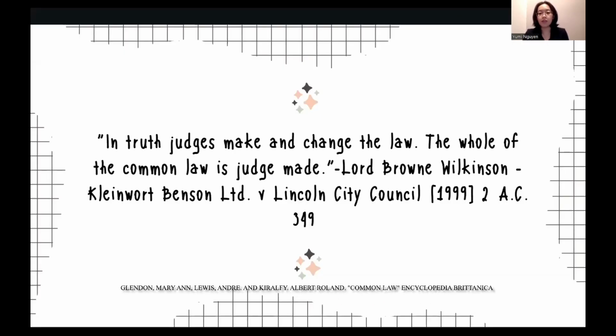Lord Brown Wilkinson once said, "In truth, judges make and change the law. The whole of common law is judge-made." We will be talking about the common law system and how judge-made law works, and discussing relevant cases and statutes.